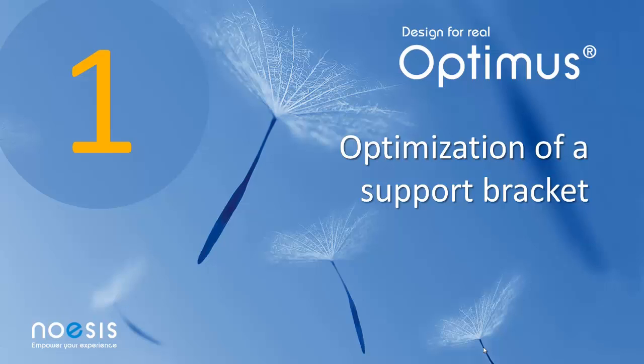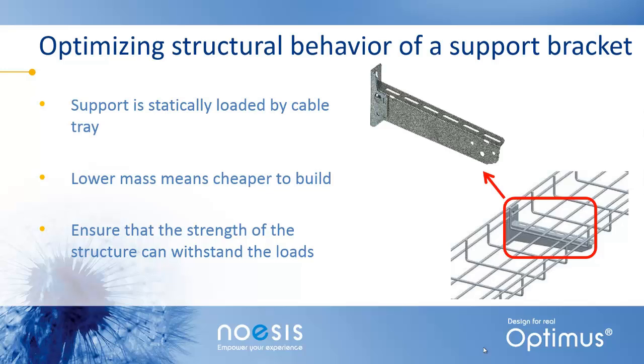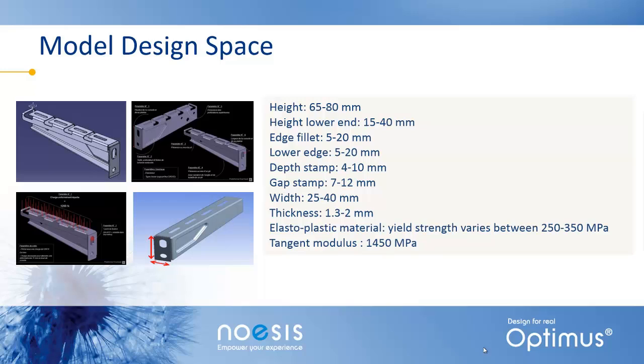For the first case study, it's the optimization of a support bracket. This support is statically loaded by a cable tray. We want to ultimately reduce the mass of the bracket while still ensuring that the bracket can withstand the loads placed upon it. Here you can see the model design space with the nominal case sitting about in the middle of this design space. On the left side of the screen, you can see the model first in CAD and then in Design Modeler. We will be working with about 10 design parameters, both geometry parameters and a few material properties.